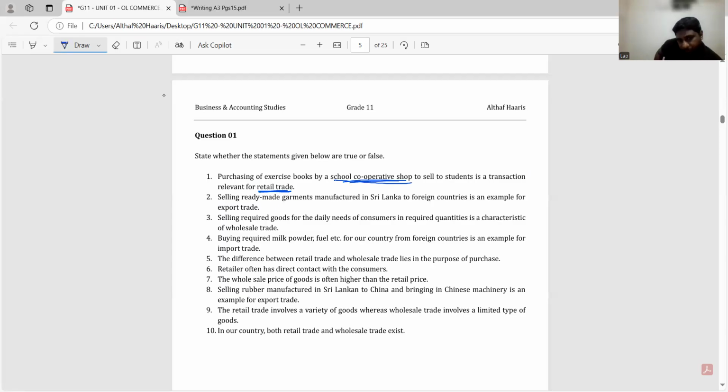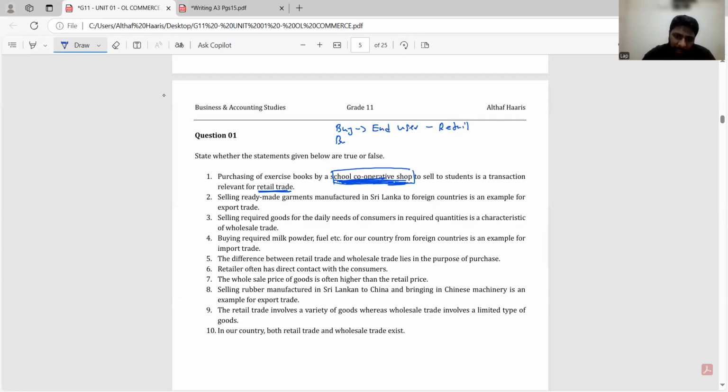True or false? Purchasing exercise books by a school cooperative shop to sell to the students. So they will sell it to the students. Students are end consumers. That is called a retail trade. They are buying it in the expectation of selling it to the end user. So if you buy in the expectation of selling to an end user, that is retail.